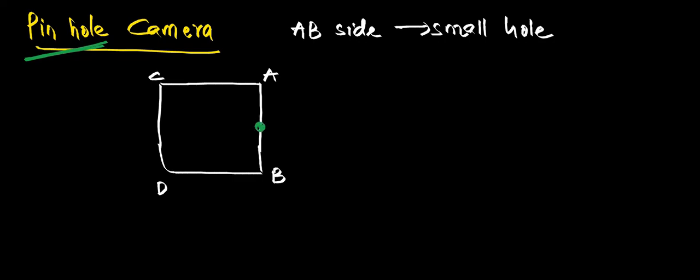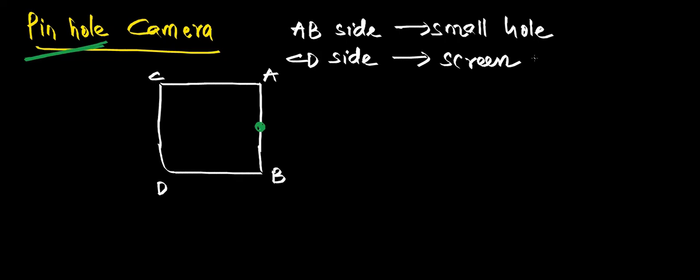Now on the other side, the CD side, we keep a screen. Then why is it named a camera? If you want to take a photo of yourself, instead of a screen on the CD side, we keep photographic film, like photo studio people do. They take a photo of us and wash it on photography film. So if you keep photographic film instead of a screen, you will get your photo directly. That's why it's called a camera.